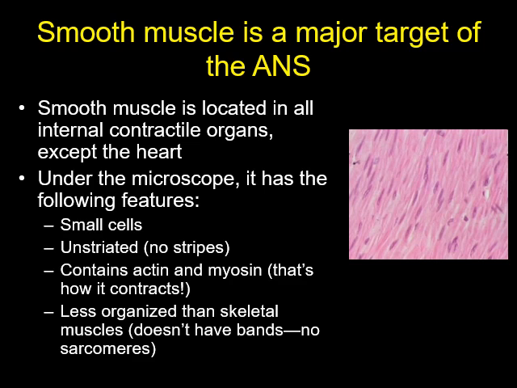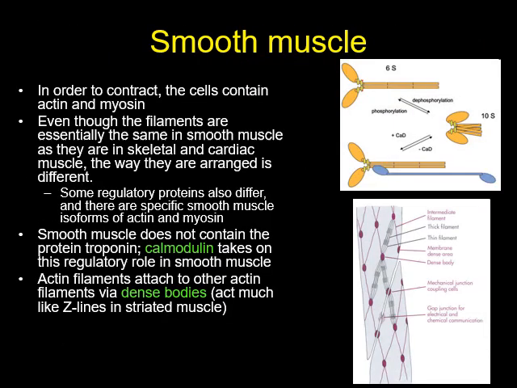And smooth muscle is less organized than skeletal muscle, meaning it's not organized into those sarcomeres, which create the visible bands. Smooth muscle, in order to contract, does have to contain actin and myosin. However, even though the filaments are essentially the same in smooth muscle as they are in skeletal and cardiac, the way in which they are arranged is different. Some of the regulatory proteins also differ, and there are some specific smooth muscle isoforms of both actin and myosin.